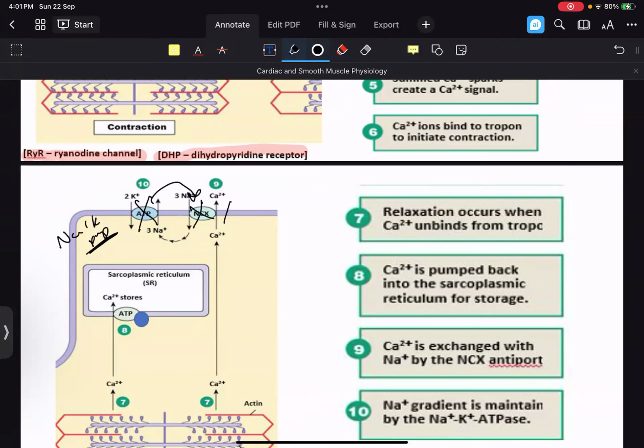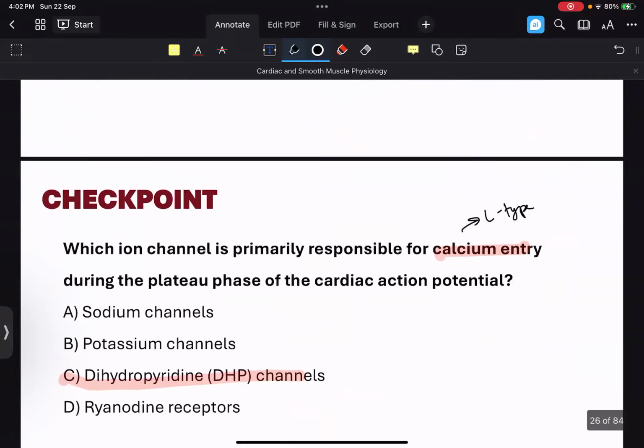And what happens if this one does not work? If the sodium calcium exchanger does not work, then the calcium will not leave the cell. It will just build up inside the cell and increase the amount of calcium in the cell. And if you have a lot of calcium inside the cell, you will not be able to relax. You will just have stronger contractions. Is that clear? Okay, perfect.